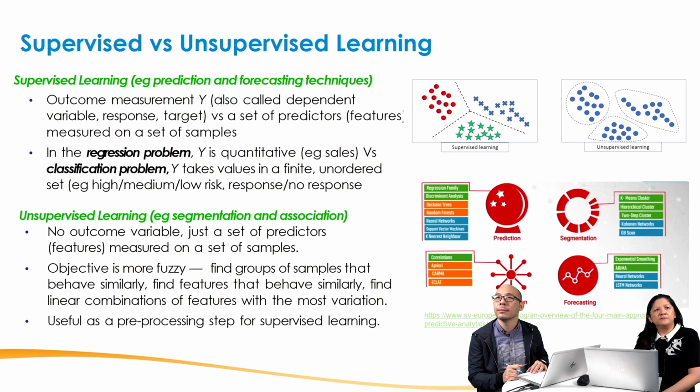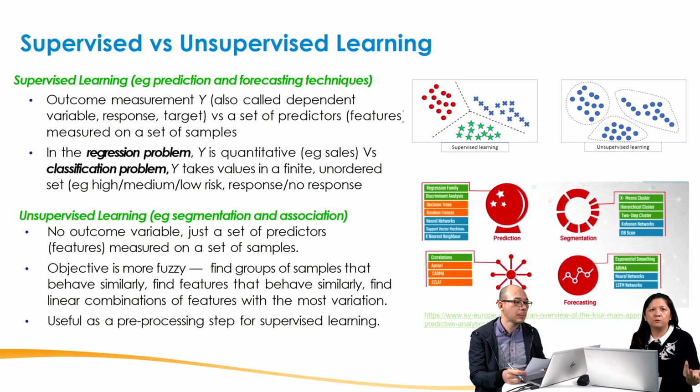Okay, so what is supervised versus unsupervised learning? Supervised learning means that there is an outcome measurement Y. Typically, we call it a dependent variable or a response or a target, versus a set of predictors. We call them features or X variables, measured based on a set of samples. In supervised learning, we have two types of problem. One is a regression problem, where your outcome variable Y is quantitative. For example, we are interested to predict sales, vis-a-vis a classification problem, where the dependent variable Y takes on values in a finite, unordered set.